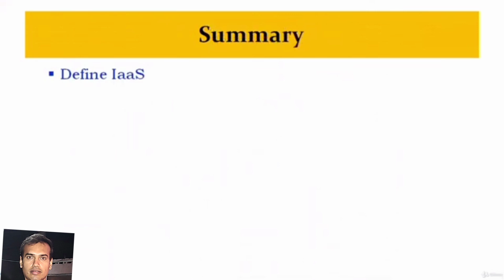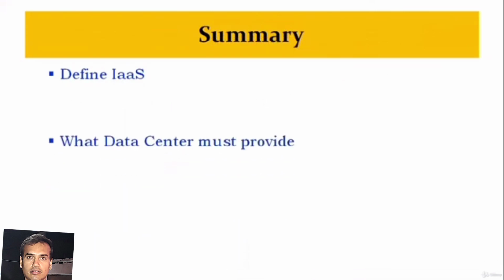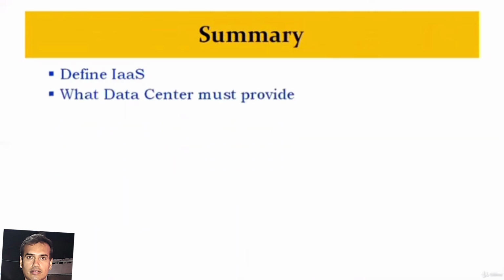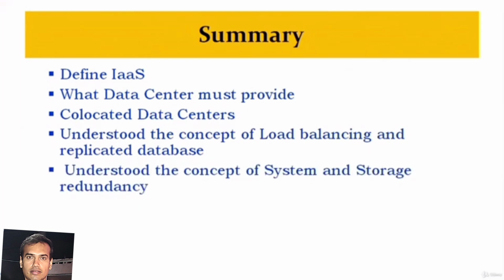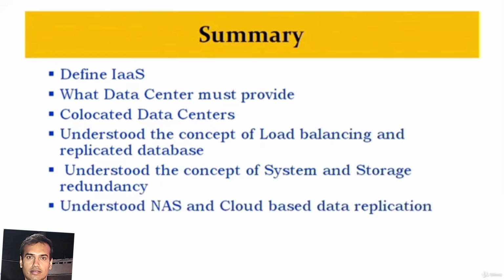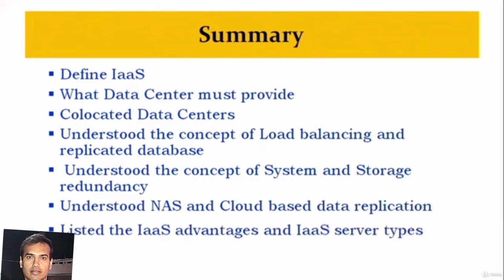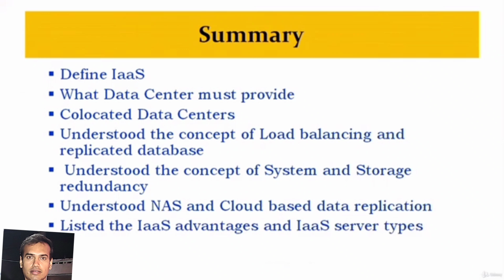So what we have learned in today's session: we defined IaaS. Then we understood what data centers must provide. What do we mean by co-located data centers? We understood the concept of load balancing and replicated databases. We understood the concept of system and storage redundancy. We understood the NAS and cloud-based data replication, and we have listed the IaaS advantages and the IaaS server types.